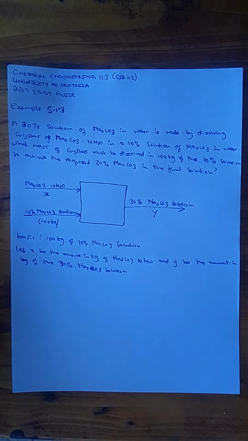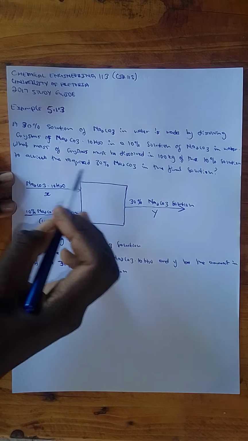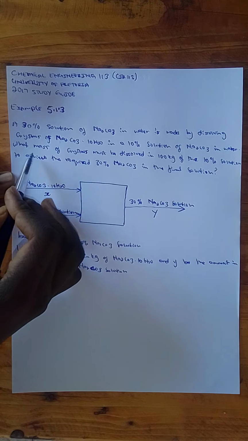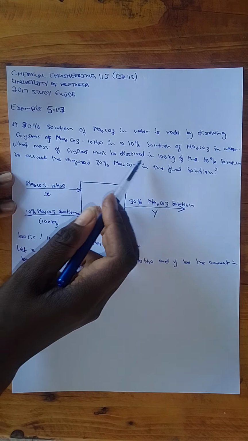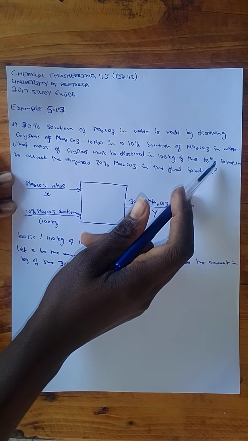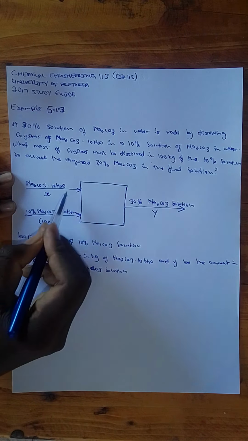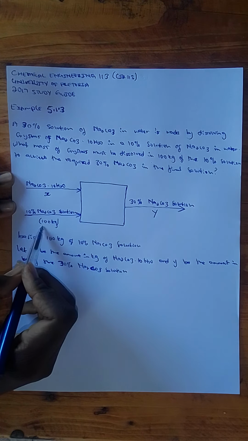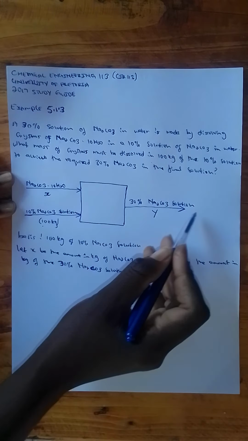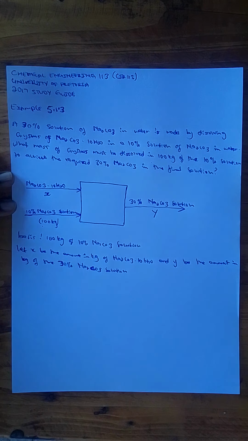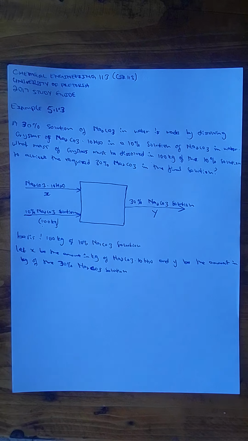Remember, the question says how much. It says what mass of the crystals must be dissolved in 100 kilograms of 10% solution to achieve the 30% solution. How much of this must be added to the 100 kilograms to be able to achieve the 30% solution of Na2CO3? So that is actually the approach.